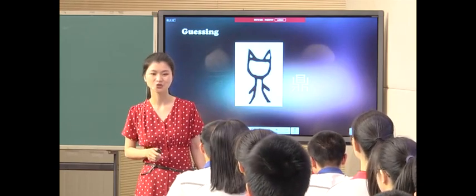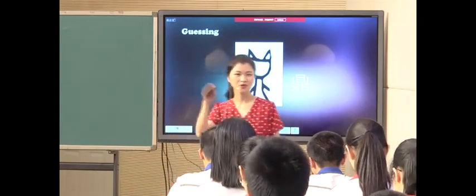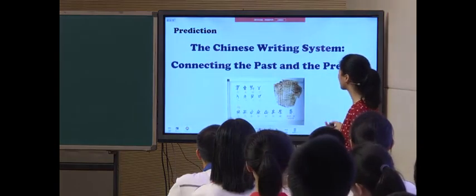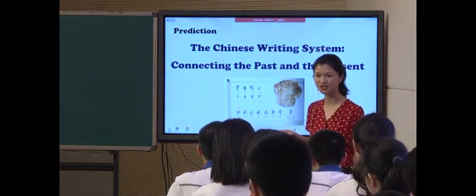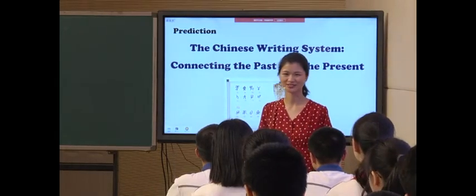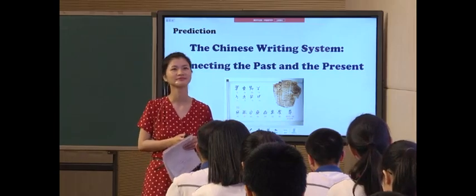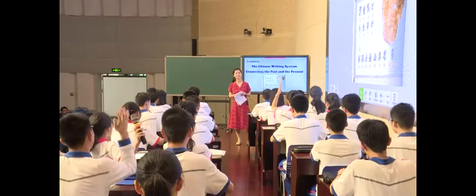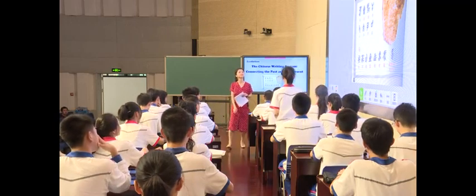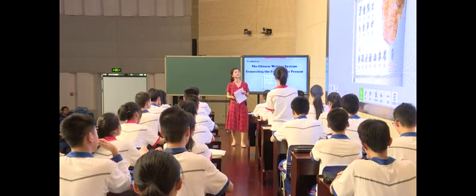So today, let's read a text to learn more about our language. Before we read the text, let's look at the board together. Look at the title and the picture of the text. Can you tell me, what will the text talk about? Okay, please. I think it will talk about the development of the Chinese writing system.